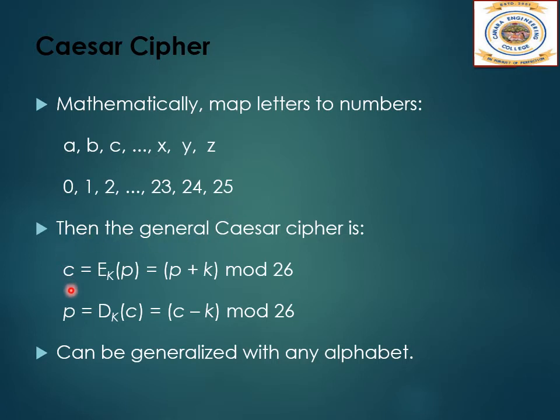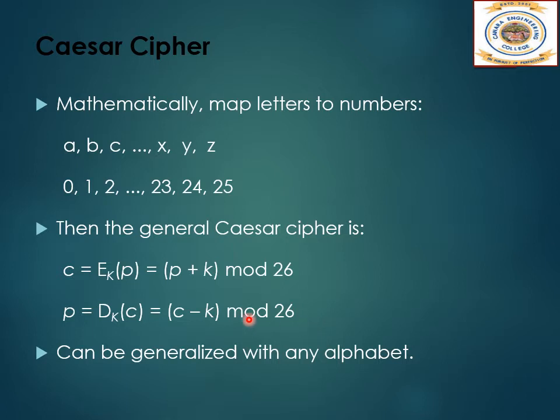Then, in general, we are using modular arithmetic. P is the plain text. The ciphertext is the numerical equivalent of the plain text plus the key, whatever the key size. For Caesar cipher it is going to be 3, mod 26. In the decryption process, the key is the same, and it is the reverse process. We take the numerical equivalent of the ciphertext minus the key, mod 26.